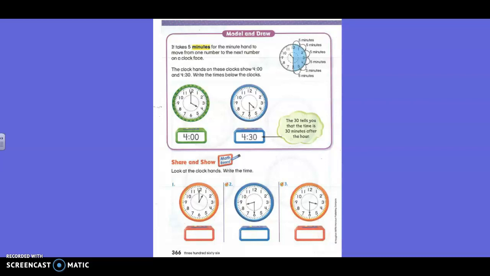The clock hands on these clocks show 4 o'clock and 4:30. So this is 4 o'clock right now on the green one. On the blue one, it's showing you 4:30. Okay? Because the minute hand is all the way down to the 6, which is 30, if you count by 5s. All right. So the 30 tells you that the time is 30 minutes after the hour. And you can see when the minute hand's on the 30, where's the hour hand?